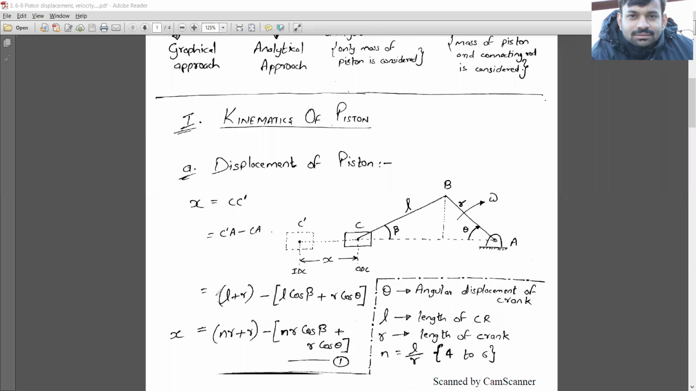The first attempt to eliminate L is to write it in terms of R. So we use this equation n is equal to L by R. From here L is equal to n into R, and we replace L by n into R, and over here also L by n into R. So the equation became x is equal to nR plus R minus nR cos beta plus R cos theta. Okay, this is equation number 1. Moving forward.